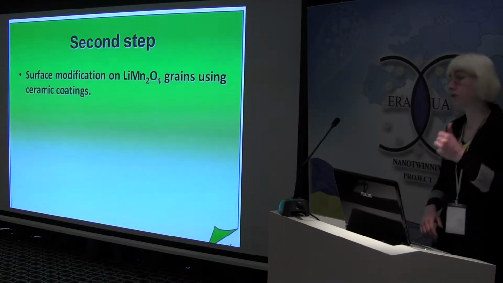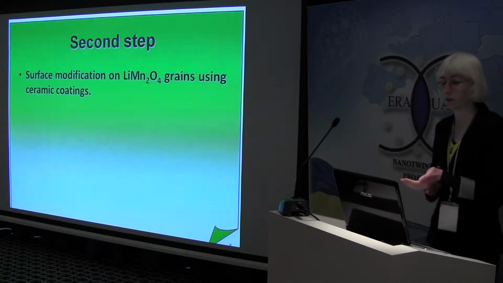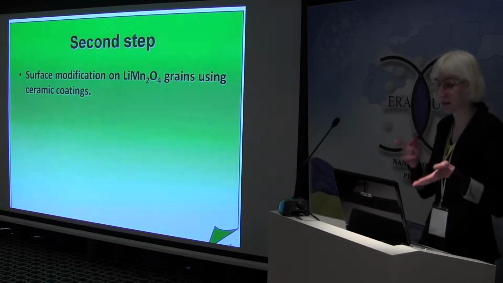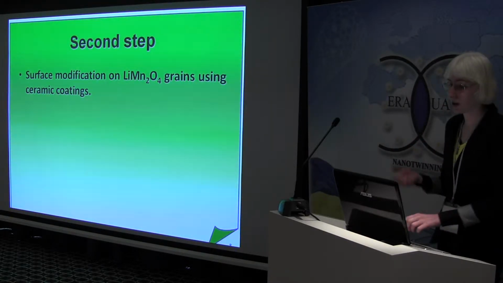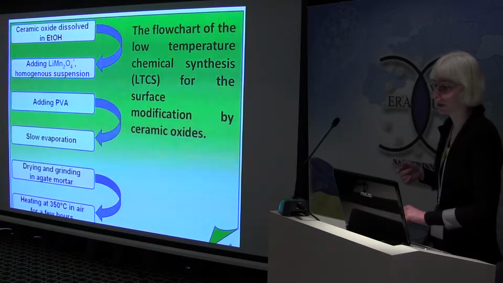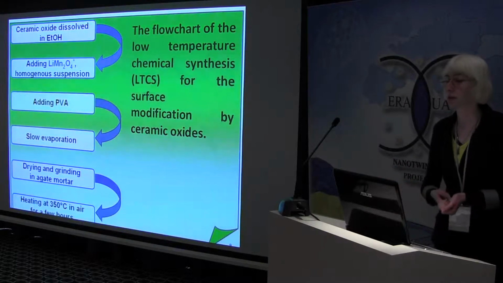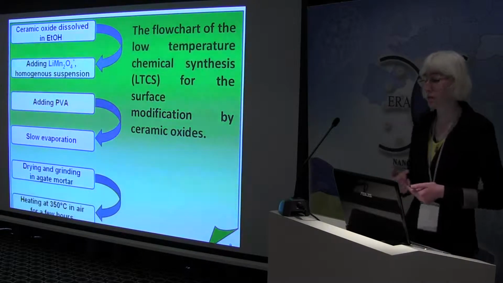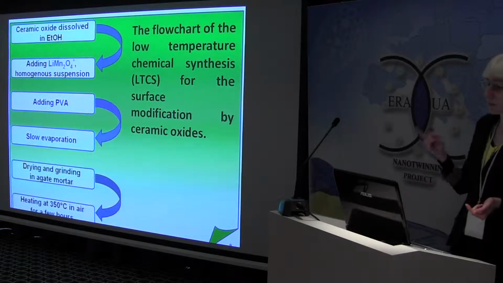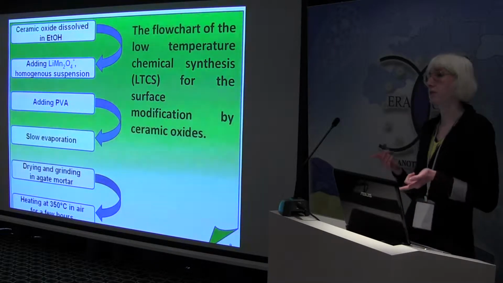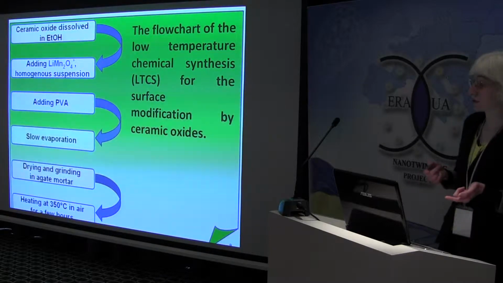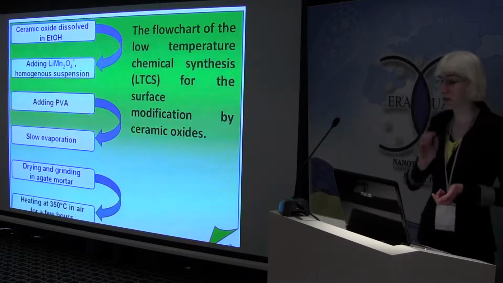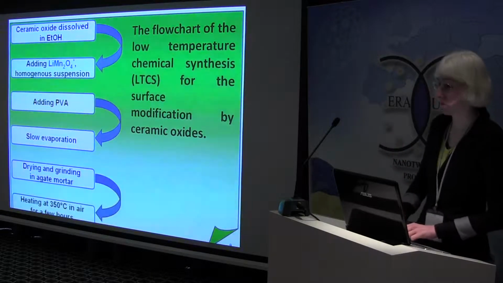Second step. In the first step we obtained nanocrystalline lithium manganese oxide powder, and now comes the surface modification of these grains using ceramic coatings. How can we do it? Here you can see the flowchart of the low temperature chemical synthesis for the surface modification by ceramic oxides. We use the ceramic oxides: cerium, zirconium and silicon dioxides, lanthanum and aluminium oxides, at 1% of the amount.